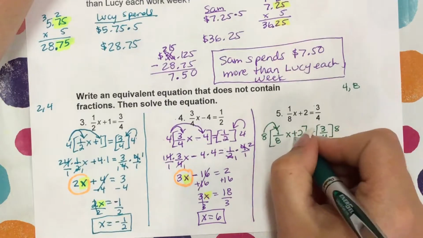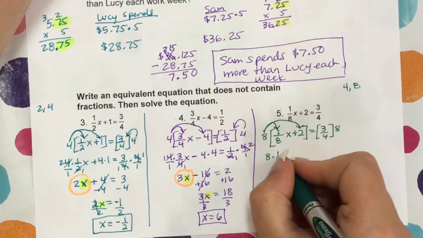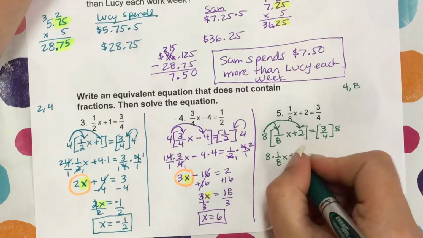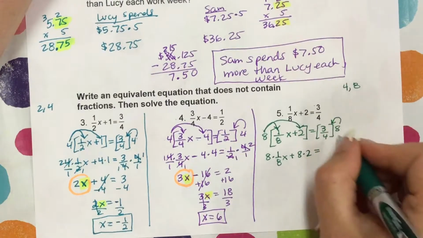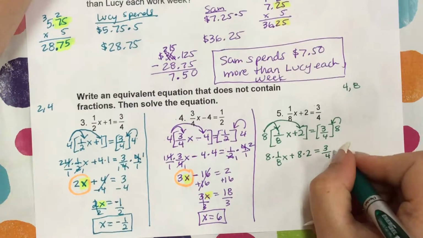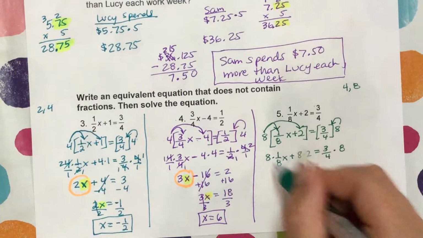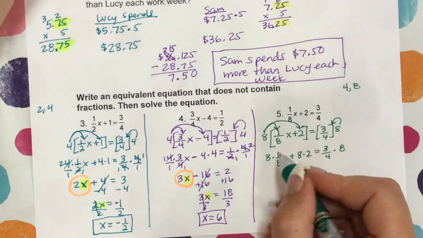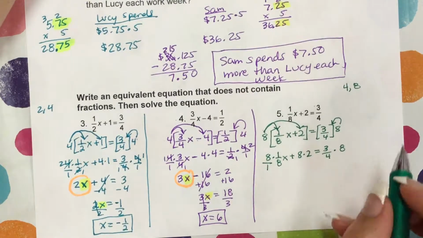We're going to go 8 times 1/8 x and also 8 times 2. So 8 times 1/8 x plus 8 times 2 is going to equal 8 times 3/4. So 3/4 times 8. Yeah, so let's just go ahead and start these little mini problems. So we're going to make this 8 into a fraction. 8 over 1 times 1/8 x.